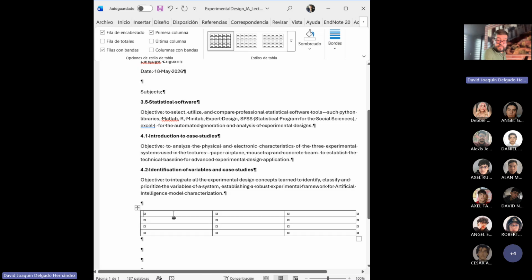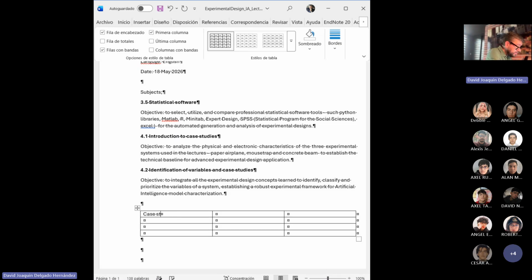So we are going to analyze our three case studies. The first one is going to be the paper airplane, or folder. The second one has to do with the mouse trap car. And the last one is related to the concrete beam.